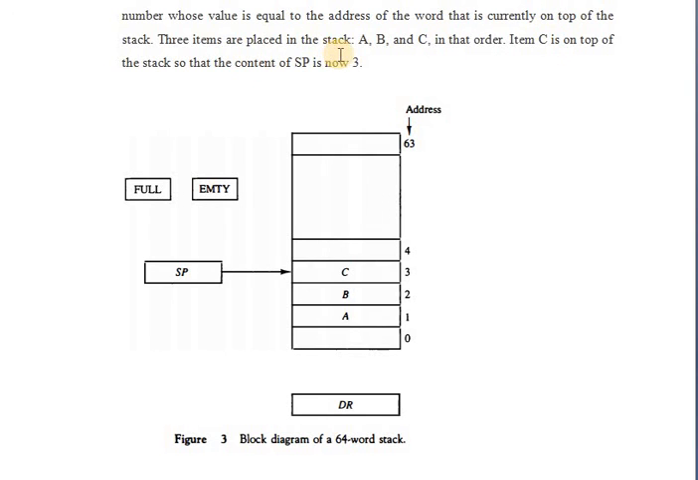Three items are placed in a stack. See here, what are the items? A, B and C in that order. Item C is on the top of the stack, so the content of the SP is now 3. So the address in the stack pointer is 3, and at that address C is inserted.